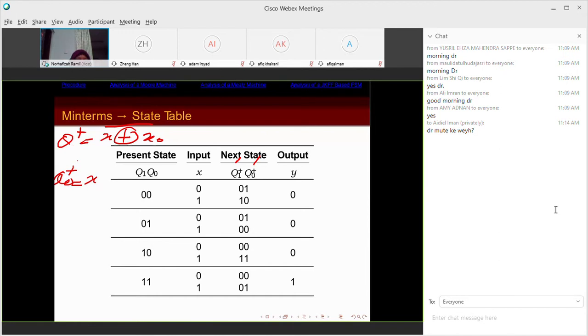Anyway, I'm playing with the screen for drawing this one. Today I'm using my Wacom, but it's playing with me now because there's a button there that I accidentally clicked. Forget it. Go back to the previous one.